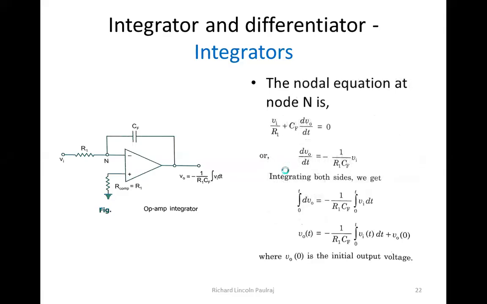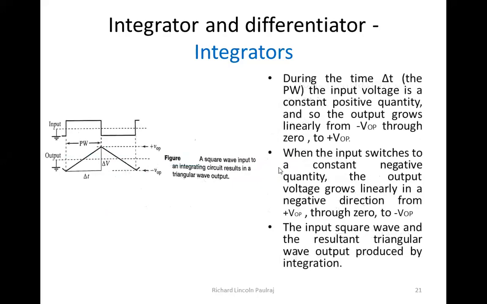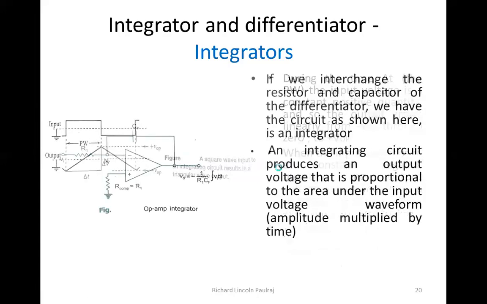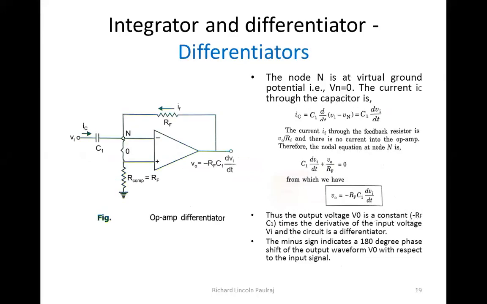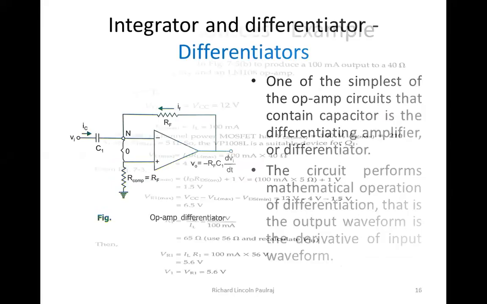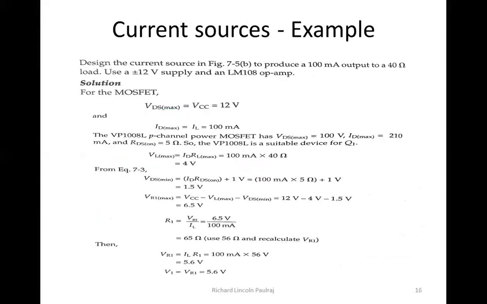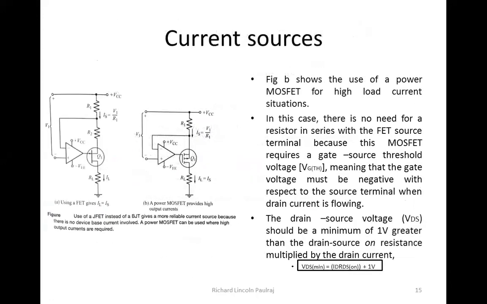So we were looking into various aspects in a previous lecture, right? Various circuits, and a few of them were integrators and differentiators. We also looked into a few current sources, and what changes can be made to them, and we also saw an example. We saw the advantage of using a FET, and the advantage of using a MOSFET.